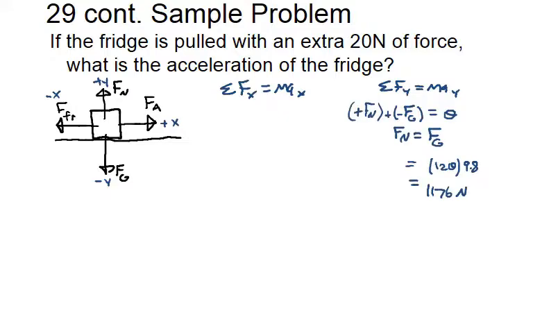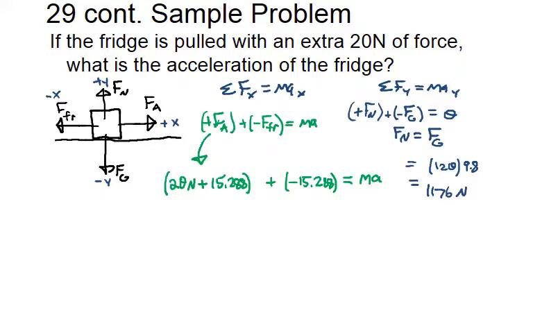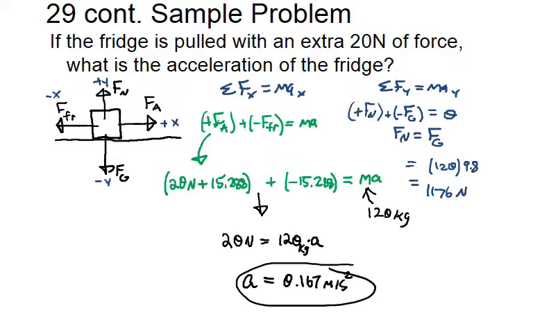Okay, so same normal force. In this case, force applied is going to be 20 newtons plus the 15.288 that we had before. And we should get an acceleration of 0.167. So this is how much faster it's going to be getting every second, because we overcame the kinetic friction and we have even more force, and with that it will actually get faster.